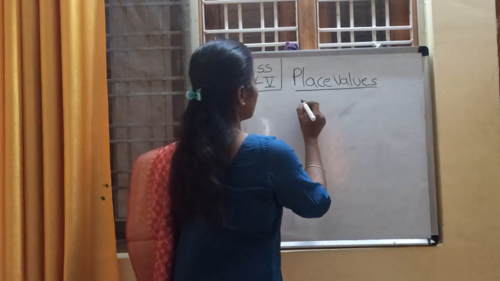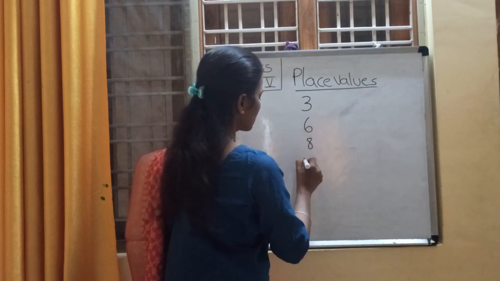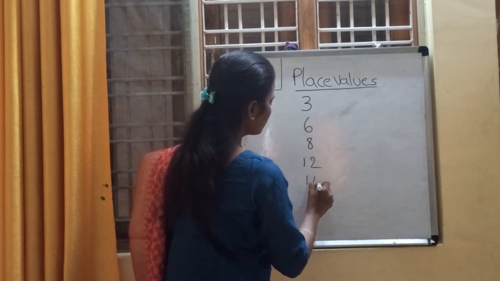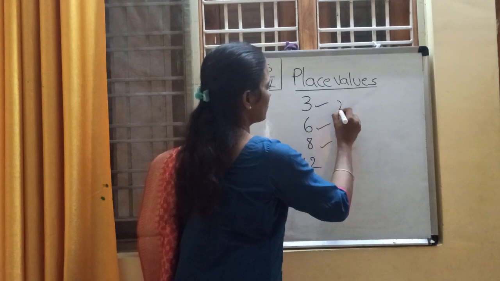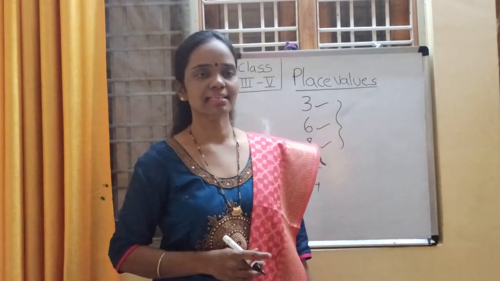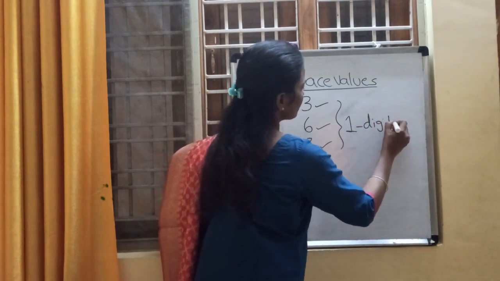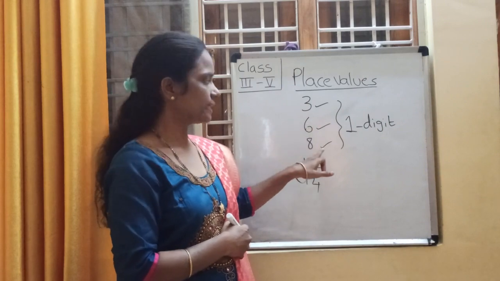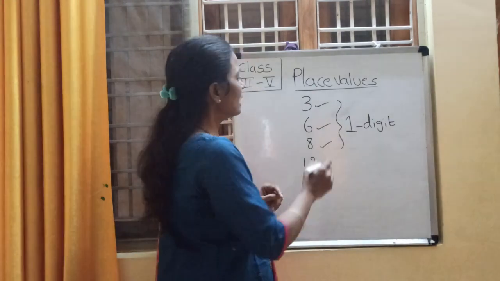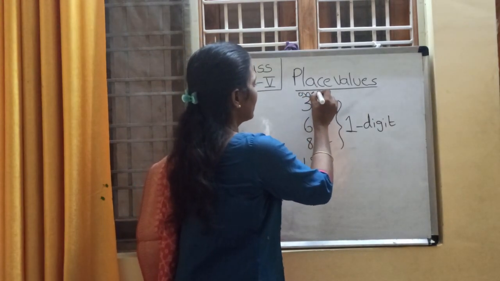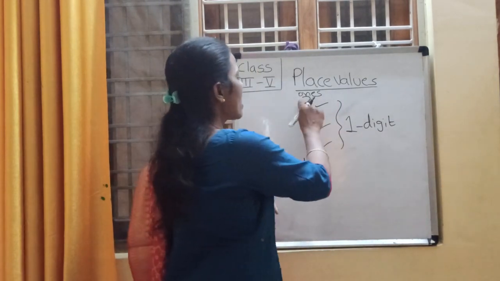First, I want to take some numbers: 3, 6, 8, 12 and 14. 3, 6, 8. What digit numbers are these? These are one digit numbers. A one digit number has only one place, that is ones place.